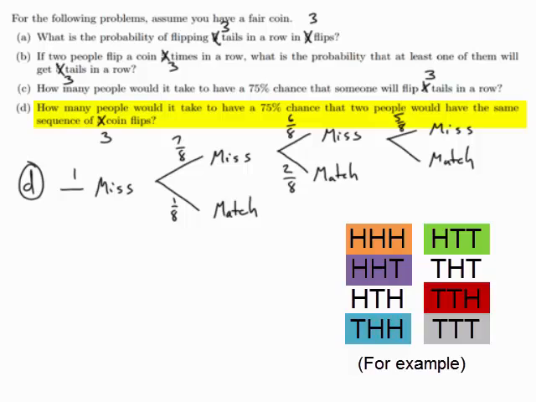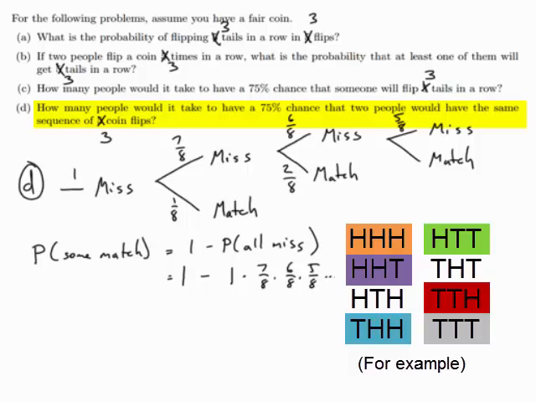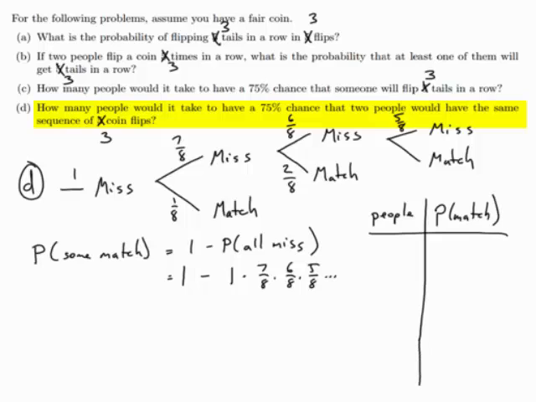And so we need to relate this probability tree to the calculation that we're interested in. How many people would it take to have a 75% chance that 2 people would have the same sequence of 3 coin flips? Probability of some match. Again, using complements, this is 1 minus the probability of everyone missing. The multiplication rule says that we multiply these values together, and we have as many terms there as we have people. And so what I'm going to do is make a chart. I'm just going to start filling it out.